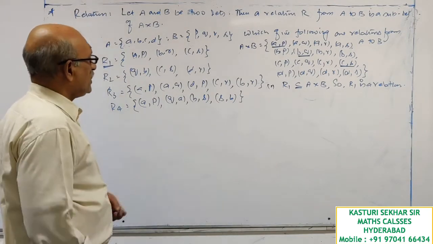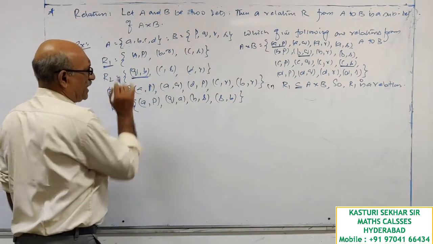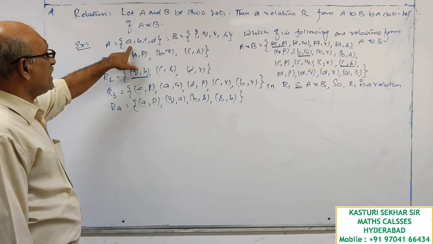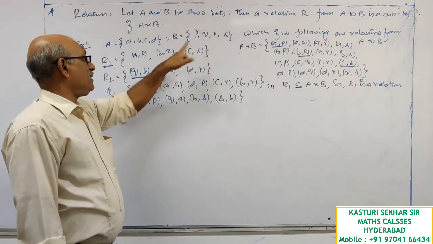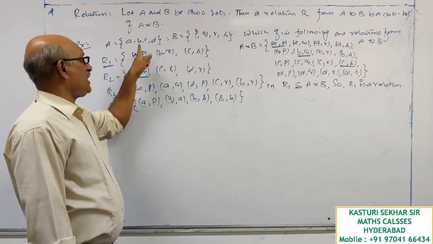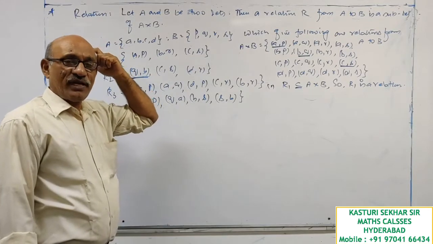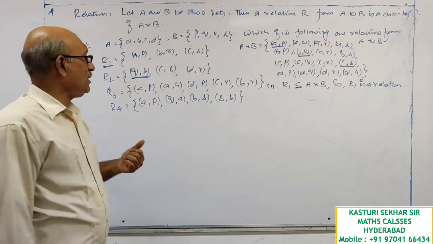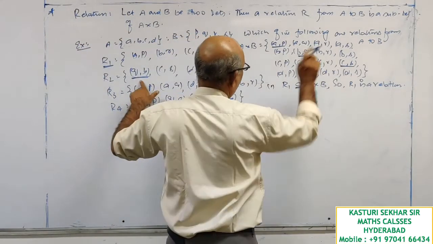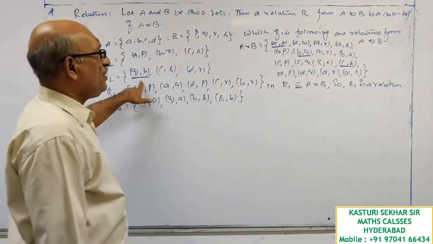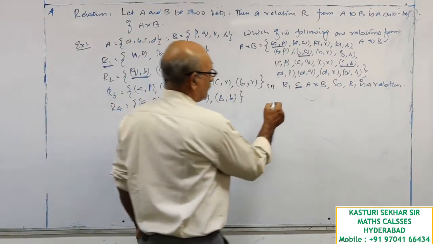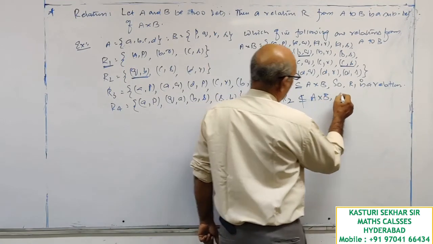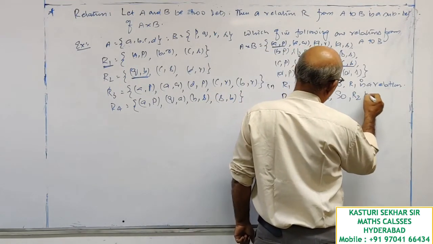Let's go to relation 2. First ordered pair (q, b). The first element is from set B, the second element is from set A. Sorry, the first element is not from set A, the second element is not from set B. So the ordered pair is not defined in a proper way. And (q, b) you don't get in the cross product. R2 is not a subset of A cross B. So R2 is not a relation.